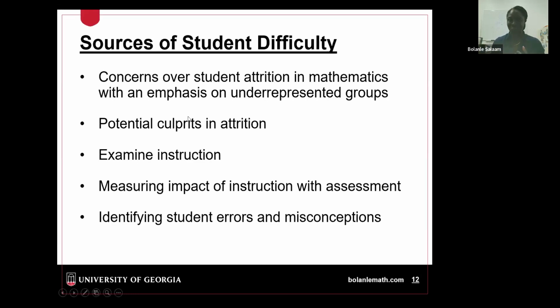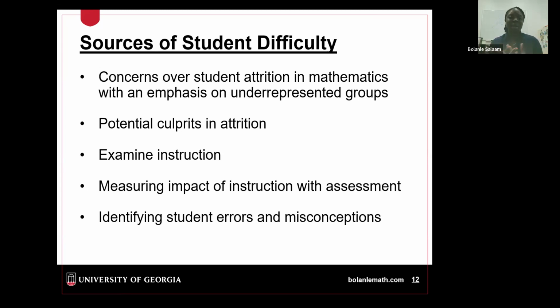So issues. All right, so we know that students have a lot of difficulty with mathematics, elementary school level, middle school, high school, undergrad, and these students also in graduate school. And there's a lot of concern over student attrition, particularly students who leave mathematics who are from underrepresented groups. So one of the ways that we try to address that is, well, figure out what the culprits are. Why are students leaving these fields?